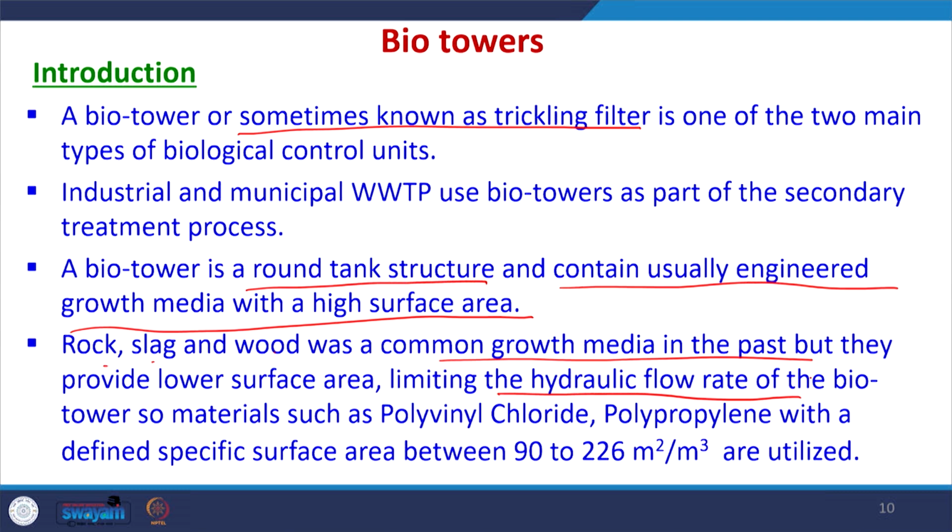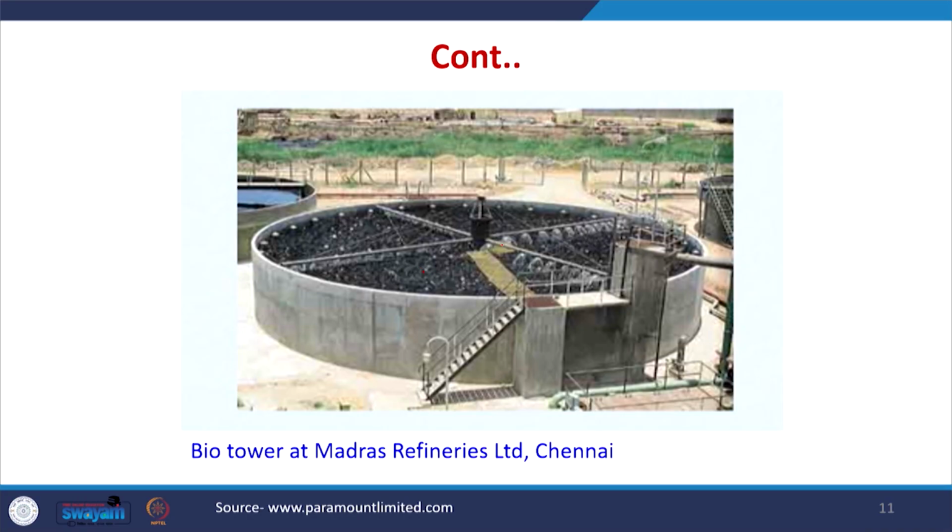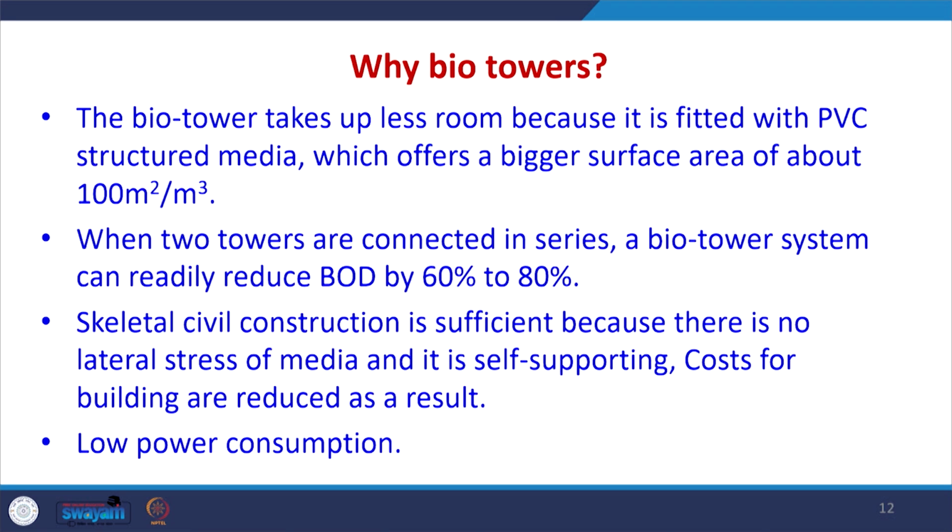So, in place of that, now the packings are made of polyvinyl chloride, polypropylene etc., which have very high surface area in the range of 90 to 26 meter square per meter cube, and they are utilized in the biotowers for treatment. You can see here one of the biotowers which is filled with the packing material and where the treatment will happen. Biotowers take up less room because they are fitted with PVC packing material, which offers a bigger surface area of more than 100 meter square per meter cube.